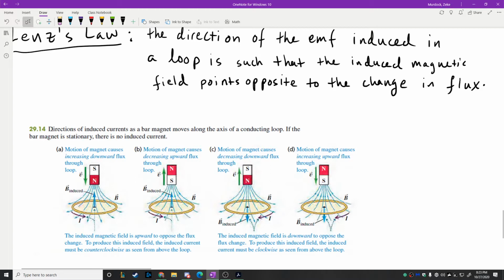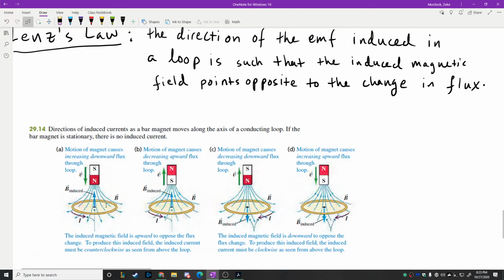This is showing the directions of induced currents as a bar magnet moves along the axis of a conducting loop. If the bar magnet is stationary, there's no induced current. There are four possible scenarios here. Scenario one, the magnet moves downwards. The loop is this way.